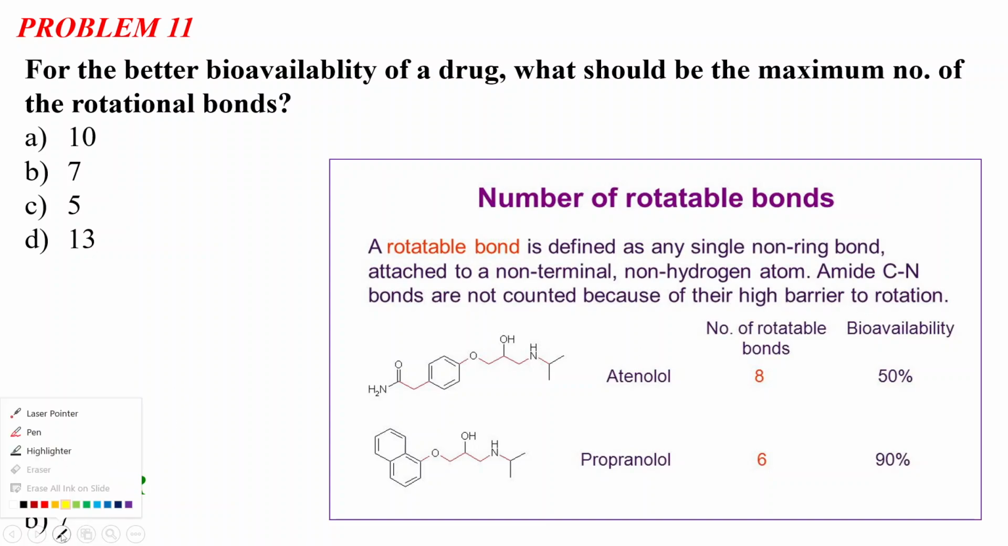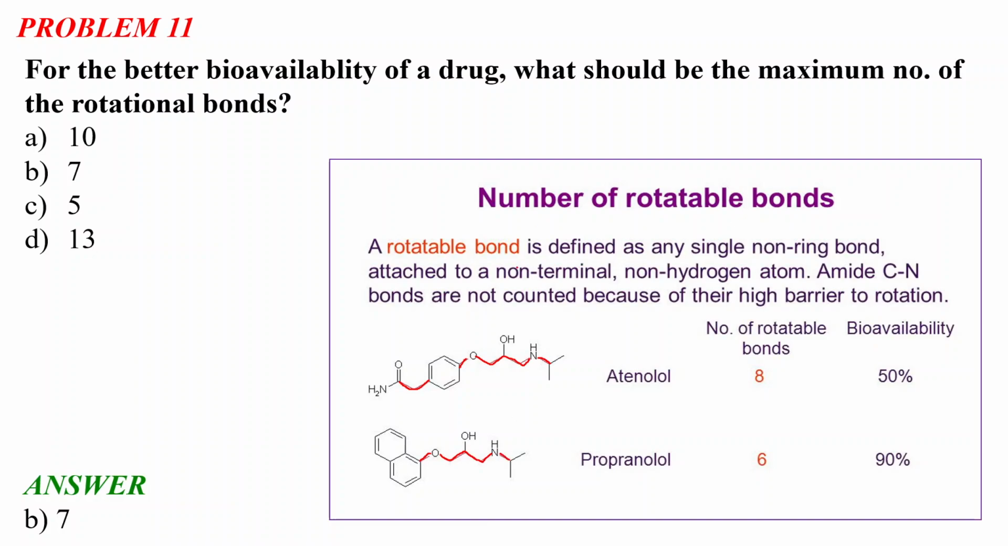As you can see from these examples, this bond, this bond, this bond, this one, this one, this one, and this one: these bonds are the rotational bonds in this drug.